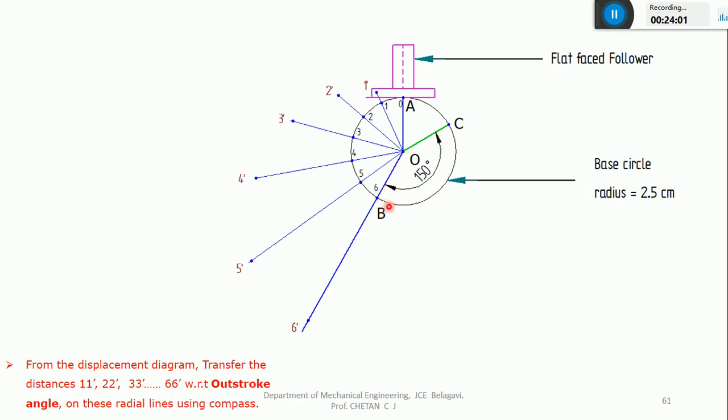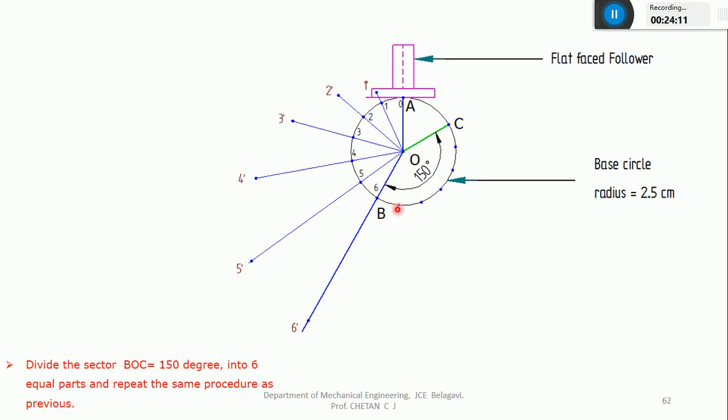I'll divide this base circle from between point B and C into 6 equal parts. This is covering an angle of 150. 150 by 6, again it is 25 each. So each division will be 25, 25, 25. So I'll give the naming. This is a common point because there is no dwell. So this is 6. This will be 5, 4, 3, 2, 1, 0.